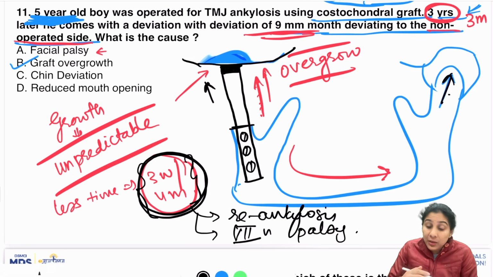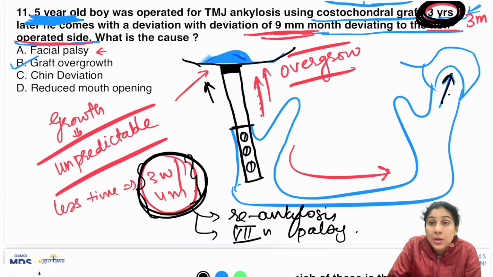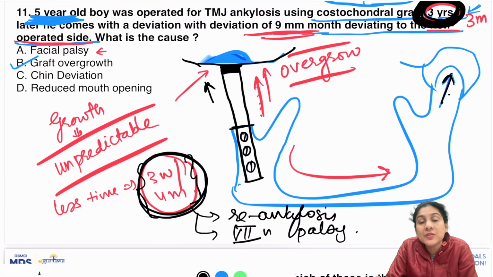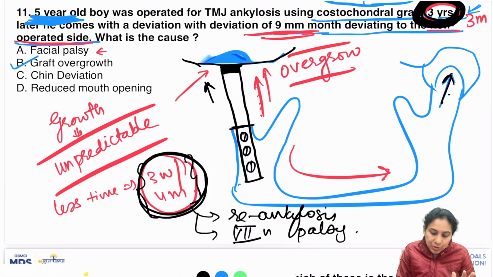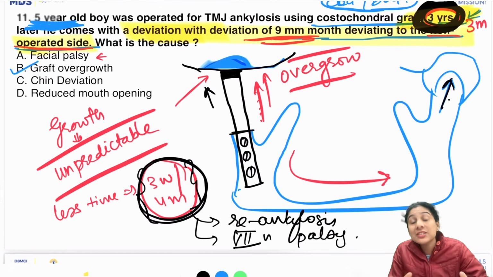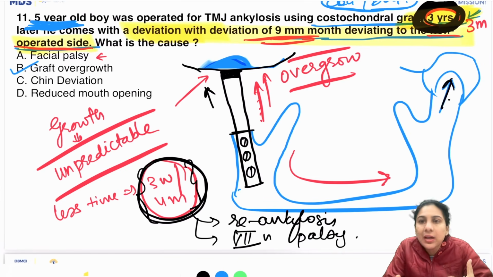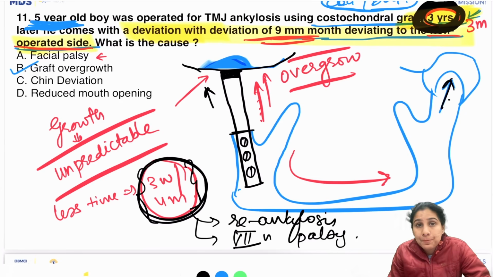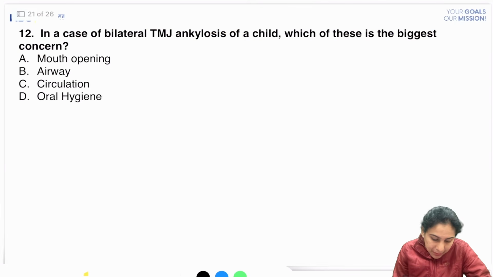But in the long term, what is the long term? 3 years, it's long term. What is the long term complication of CCG? Overgrowth. So please pay attention to the duration and the symptoms. Deviation towards the non-operated side. These are very important things. It is pointing clearly towards overgrowth, and it will never happen within few weeks or few months. It will happen over years. So this is question number 11.